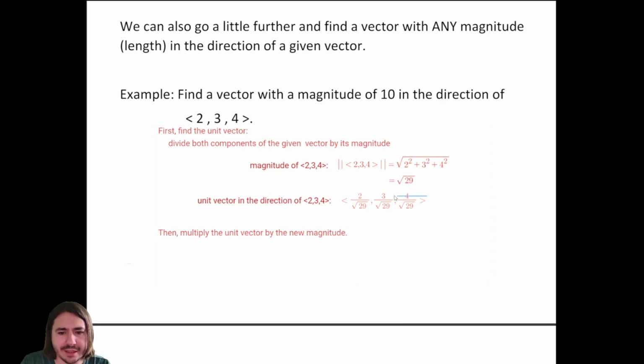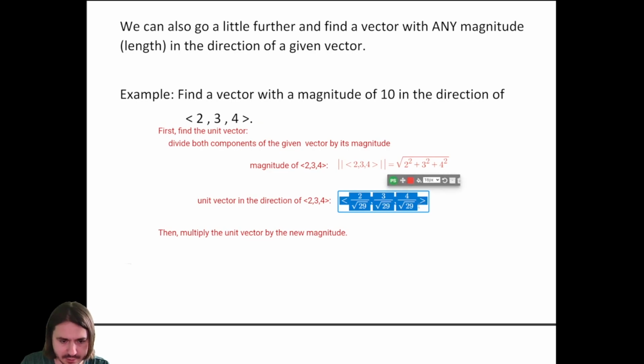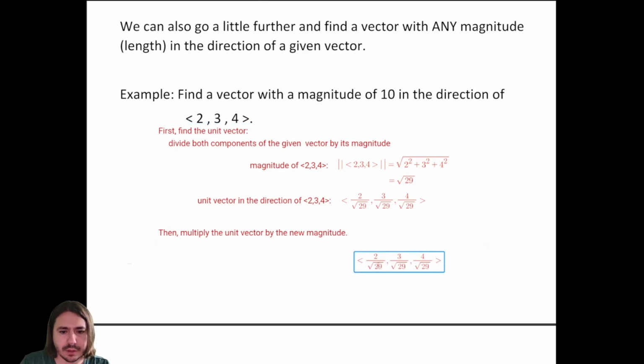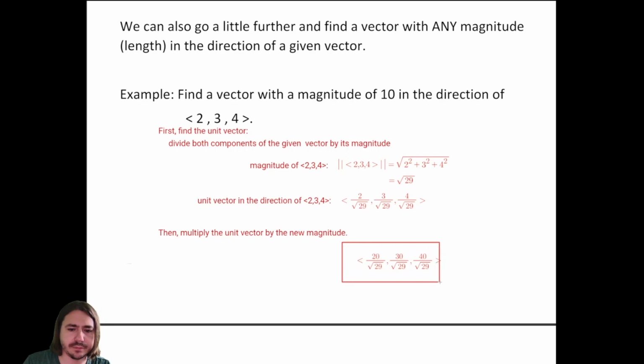Okay, so we'll take this vector and multiply it by 10. So we would get a vector that is times 10, right? Basically we're going to multiply each one of these by 10, so 10 times 2 is 20, 10 times 3 is 30, and 10 times 4 is 40. So that would be our final answer there. This represents a vector in the same direction as this one, but it's got a magnitude of 10.